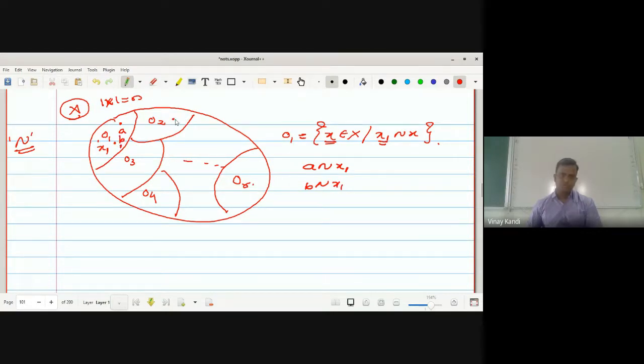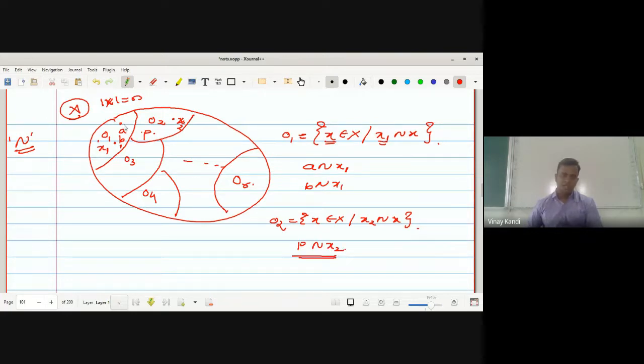Okay, suppose there is an element x2 here, this is x2. So what is orbit 2? Orbit 2 is nothing but the collection of those elements of X such that x2 is related to small x. Suppose small p is there in orbit 2, so this p is related to x2.